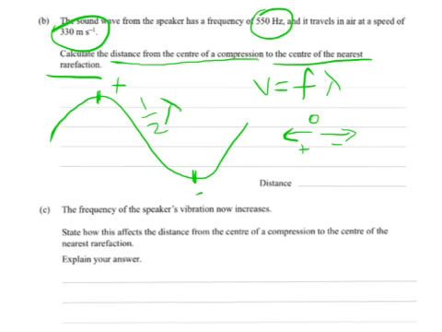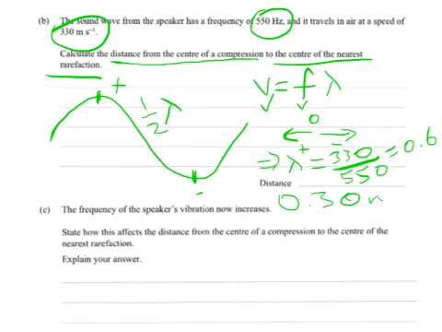We know the velocity, 330 meters per second. We know the frequency, 550 hertz. We can just rearrange to find lambda. So that'll give us lambda equals 330 over 550, which equals 0.60 meters. And therefore half our wavelength, which is what we're after, is 30 centimeters, 0.30 meters. That's our answer. Okay, moving on.